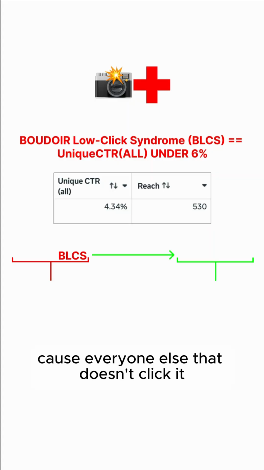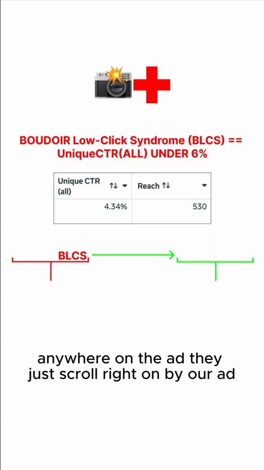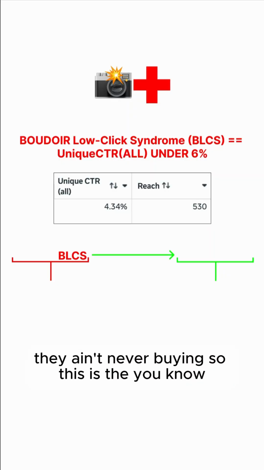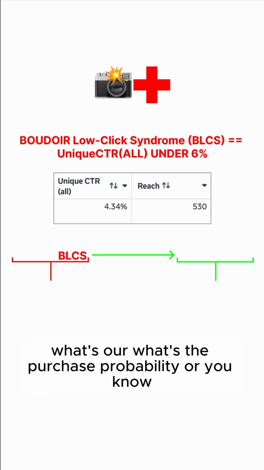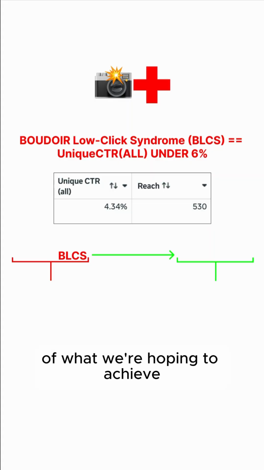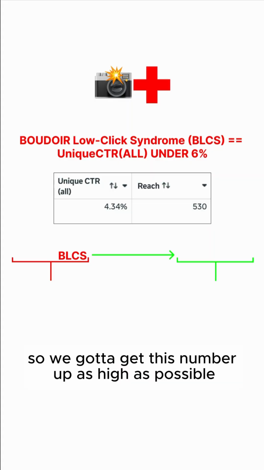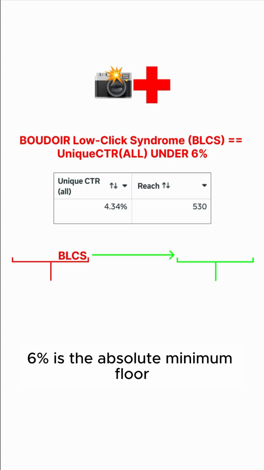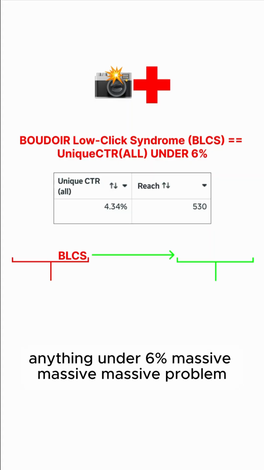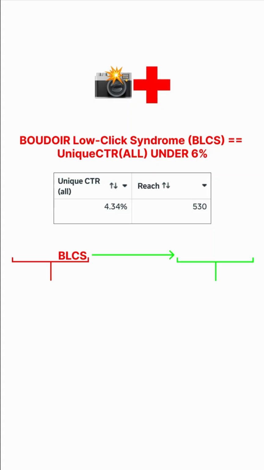Because everyone else that doesn't click anywhere on the ad, they just scroll right on by. Our ad did not enter their brain. They ain't never buying. So this is the purchase probability, or kind of the first leading indicator of what we're hoping to achieve. So we gotta get this number up as high as possible. 6% is the absolute minimum floor. Anything under 6%, massive, massive, massive problem.